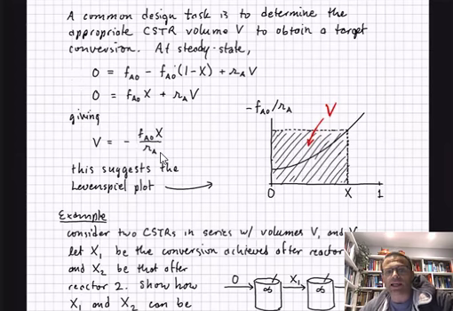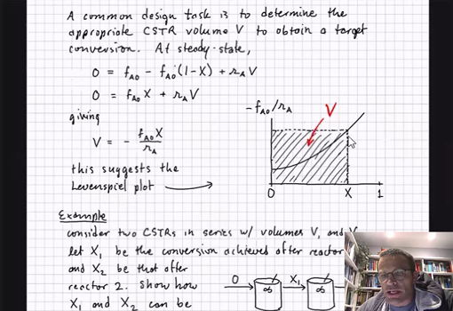Now if you look at this, think of it first as the product of X across the bottom axis, and a height, FA naught over RA, RA being a function of X, determining the vertical axis. I have my x-axis going this way from 0 to 1. This point x in here, this intermediate point, is my target conversion, and the height of this rectangle is FA naught over RA, where RA is evaluated at that point x on the curve.